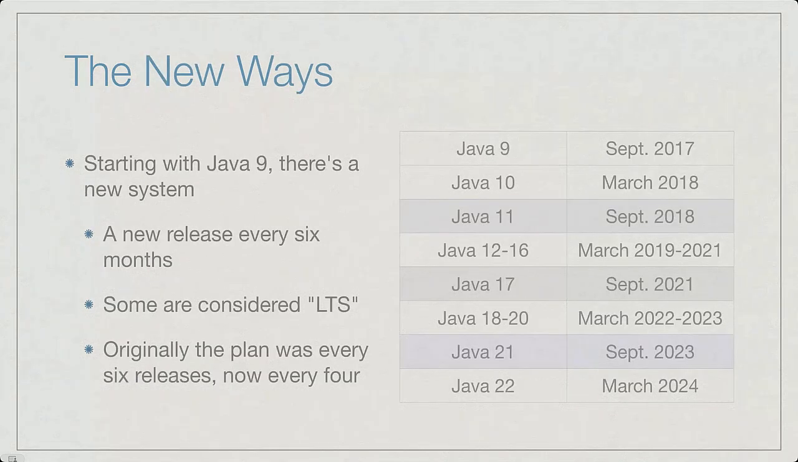So starting with Java 9, there's a whole new system. There's a new release of Java every 6 months, on the dot. It just happens constantly.